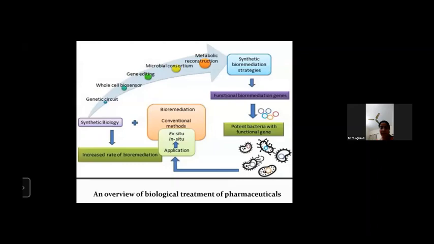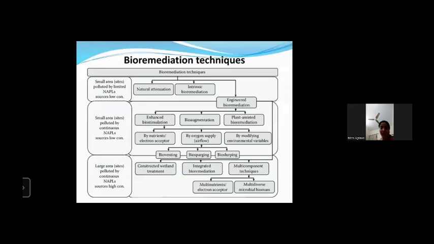As we can see, the right side shows plant bacteria with a functional gene, that is microorganisms, when they are combined with the conventional bioremediation methods, and the left side shows that they are bringing better results. That brings an increased rate of bioremediation. These are the bioremediation techniques which we are using, different types of natural, intrinsic.